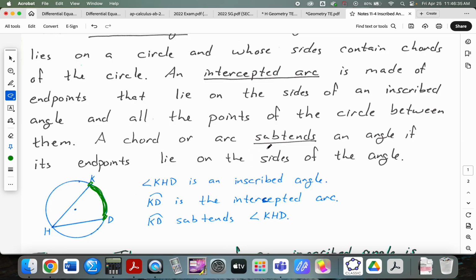So occasionally you'll see something that says a chord subtends instead of it being the intercepted arc. It means the same thing. It's kind of an older usage. It just doesn't get used as much in textbooks anymore, but you may see that from time to time. I usually just say it's the intercepted arc.